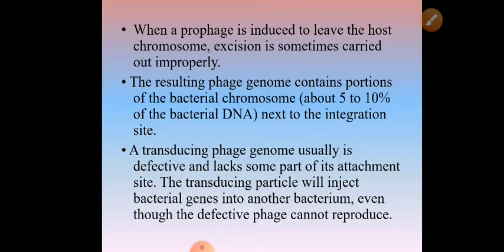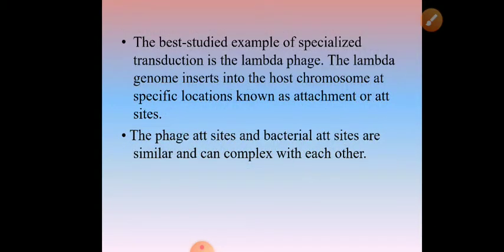A transducing phage genome usually is defective. It lacks some part of its attachment site. The transducing particle will inject bacterial genes into another cell, that is the recipient cell. Though the defective phage cannot reproduce, it can transfer DNA or bacterial chromosome from one bacterium to another. The best studied example is, as I told you, lambda phage.